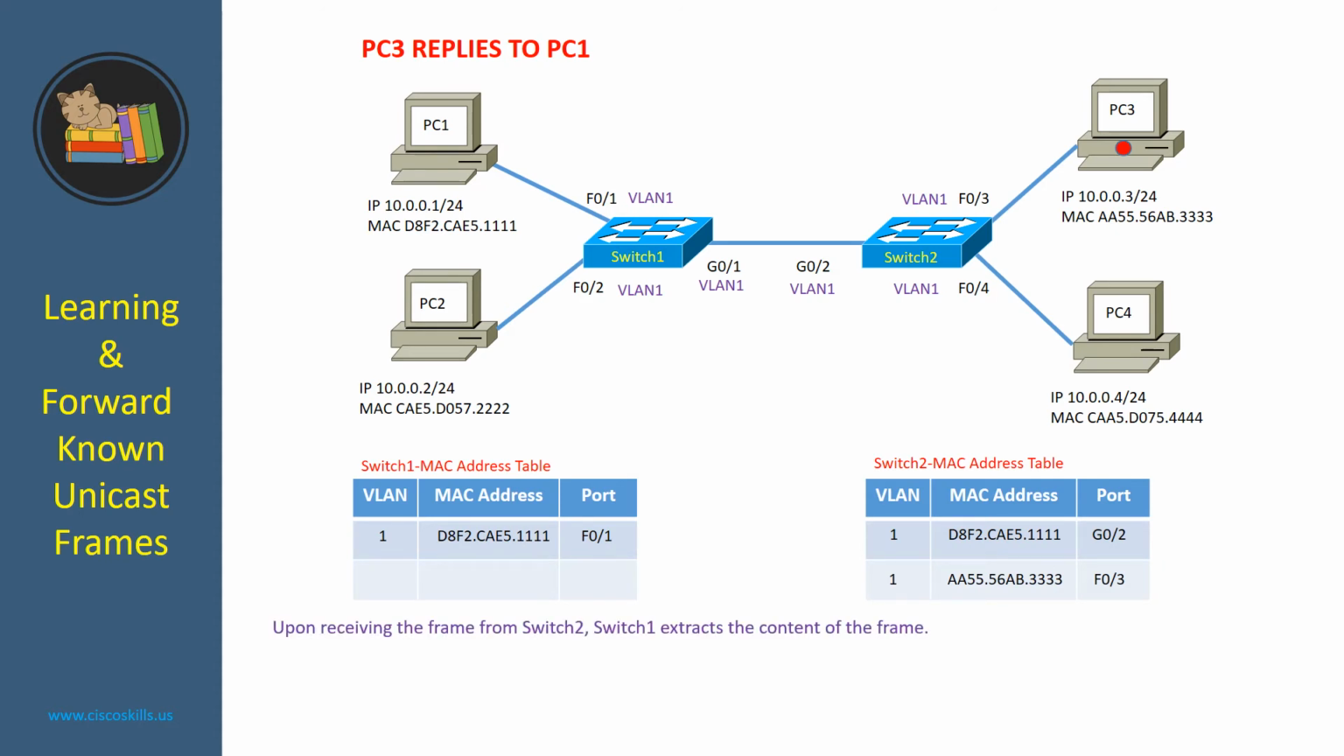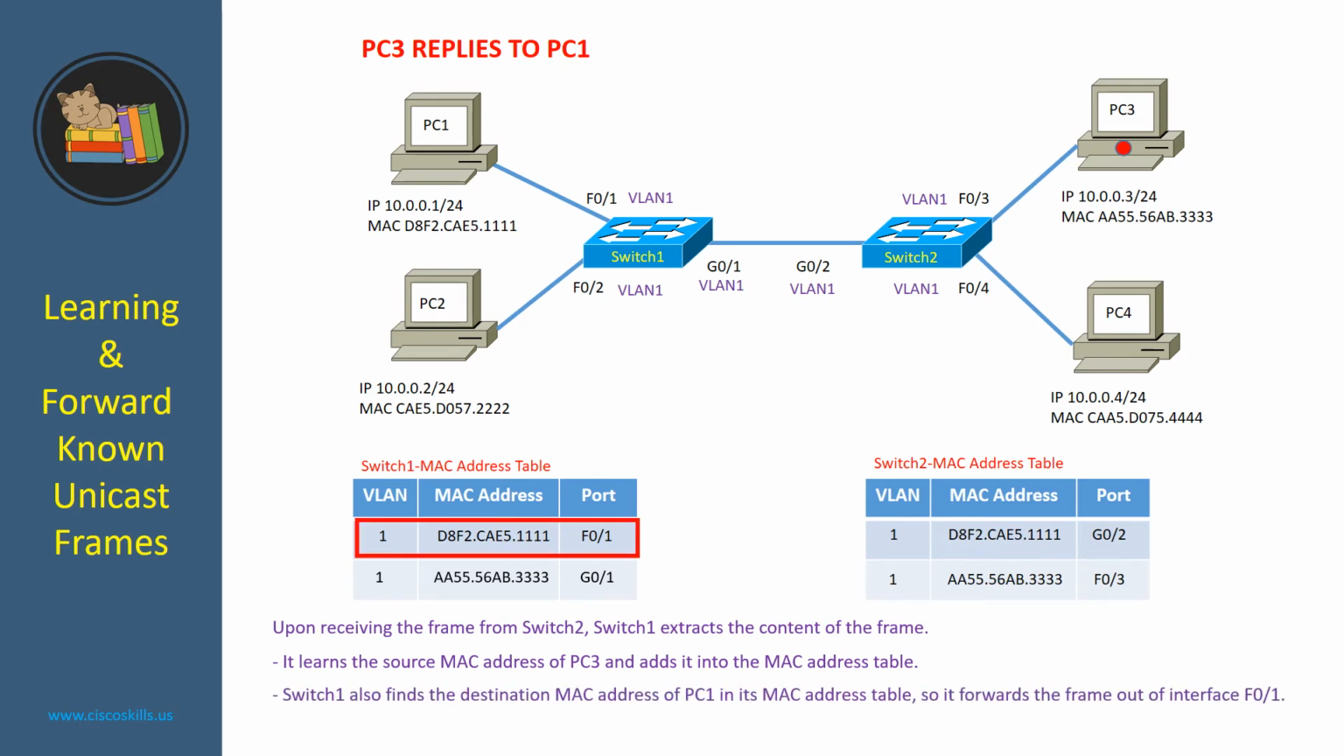Upon receiving the frame from switch 2, switch 1 extracts the content of the frame. It learns the source MAC address of PC3 and adds it into the MAC address table. Switch 1 also finds the destination MAC address of PC1 in its MAC address table, so it forwards the frame out of the interface F01. PC1 reads the destination MAC address of the frame and knows the frame is for itself, so it gets the data.